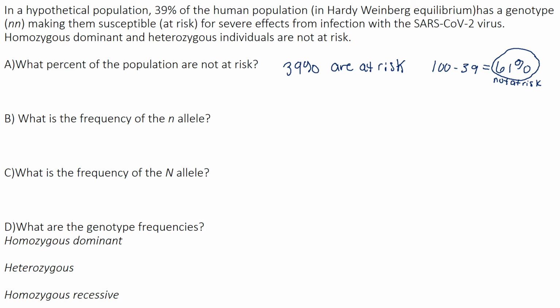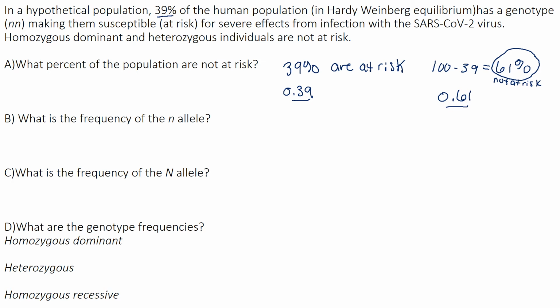So we can convert this to a decimal, so it can be a probability. We can convert it to 0.39 and 0.61. So this is the fraction of the population that is at risk, and this is the fraction of the population that is not at risk. Now, these numbers mean something in the Hardy-Weinberg equation.